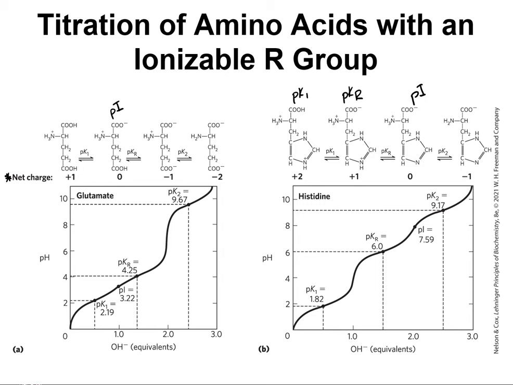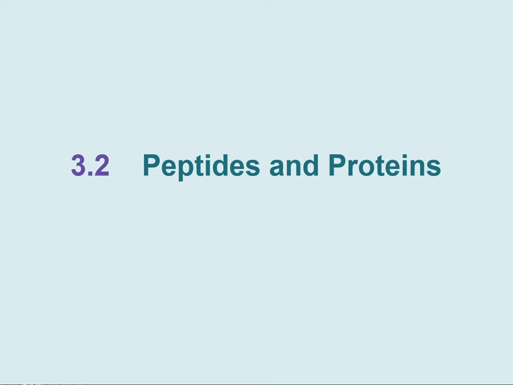That's where our Zwitterion is. So you want to take note of that charge. And again, we're going to do some practice in class to be able to identify these things, net charge, drawing the structures, that kind of thing. So that's amino acids. Now we're going to string them together to make peptides and proteins.